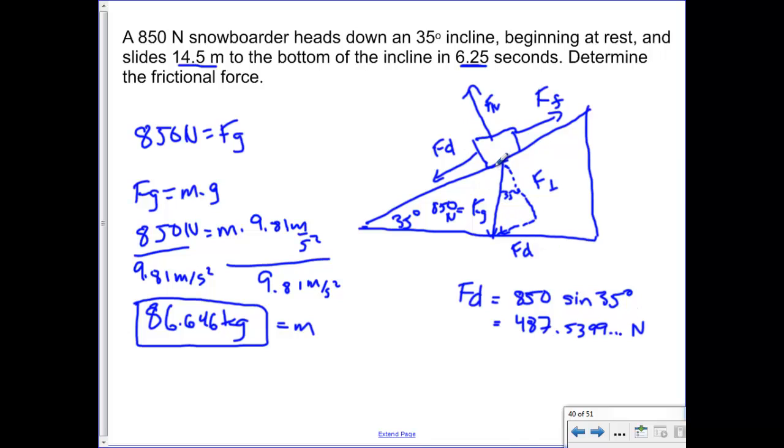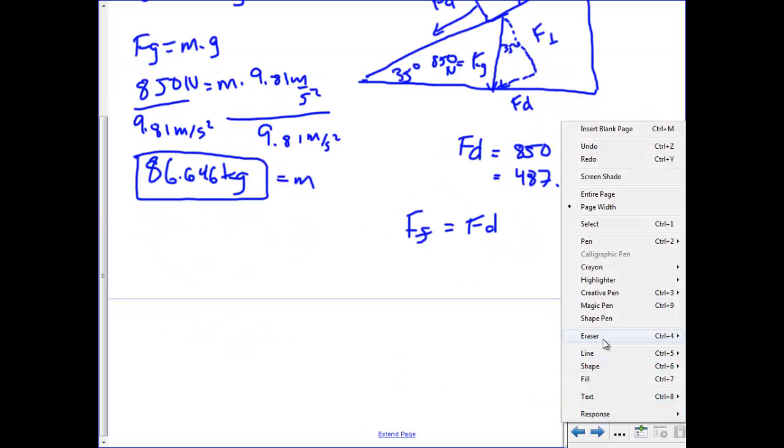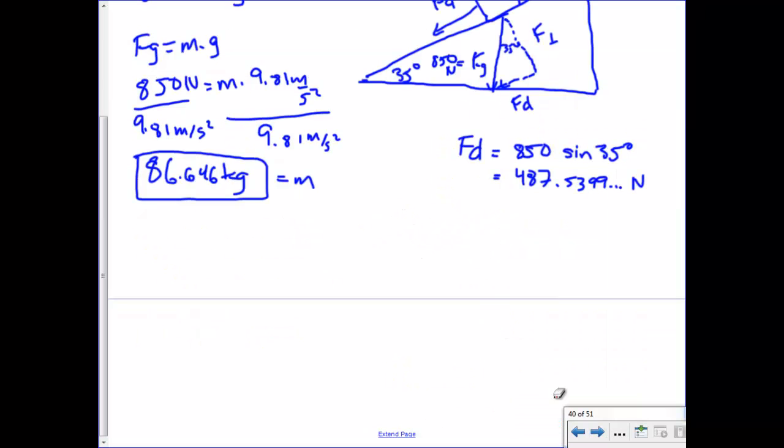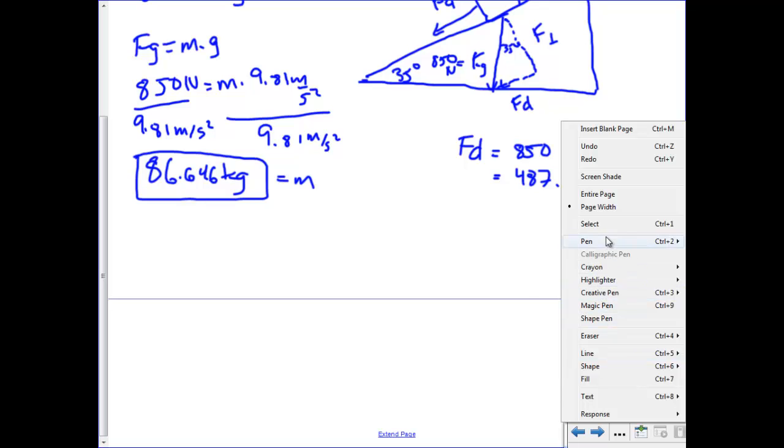He's not stopped. He's moving. So is his force of friction equivalent to the downward force? No, because he's in motion. Does that make sense? So we need to actually now do something like this.